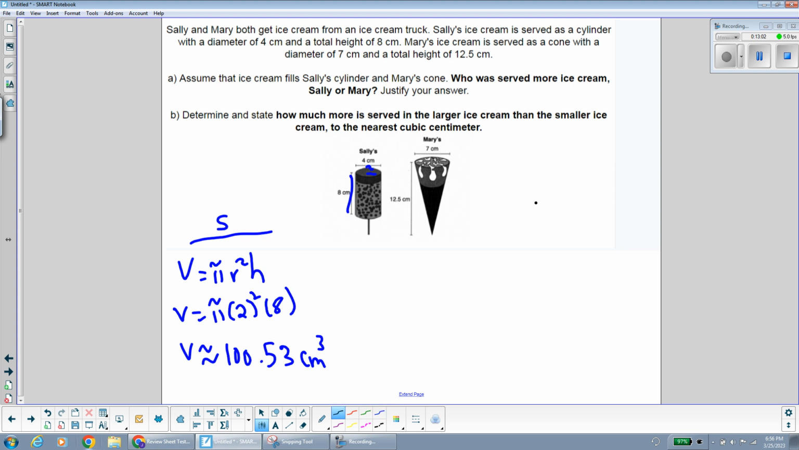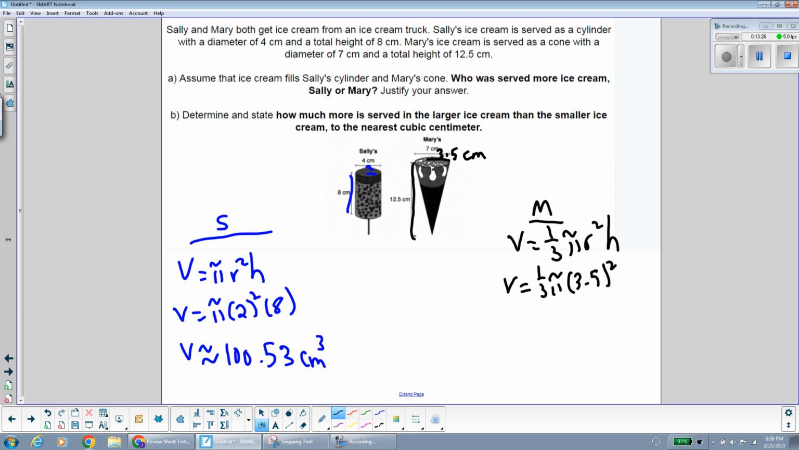Okay. Now for Mary's. Mary's is a cone. Volume of a cone is 1/3 pi r squared times height. And the radius of Mary's is half the diameter, and half of 7 would be 3.5 centimeters. So the volume would be with a radius of 3.5. And the height here for Mary's is 12.5 centimeters. So I'm going to put this into my calculator, and I'm going to see approximately what this is, so I'll be able to compare that.